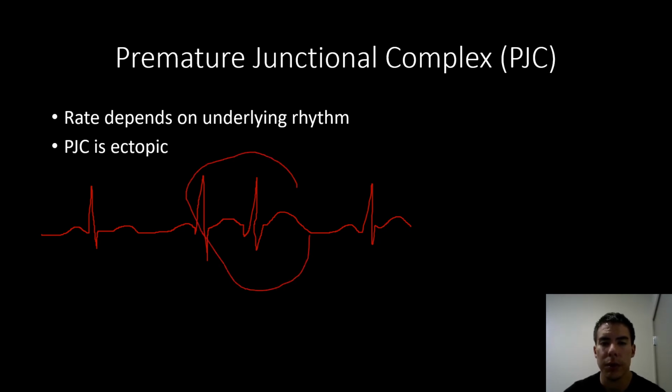So that one there, you can see that there's a negative P wave right there. And there might not be one visible, in which case you would determine it's a PJC by looking at the QRS width. And if it's within normal, then you could call it a PJC, because if it's a PVC, which we'll talk about in the next video, it's going to be really wide, the QRS. So that's what would tell us that this is a PJC. And that's all there is to premature junctional complexes.